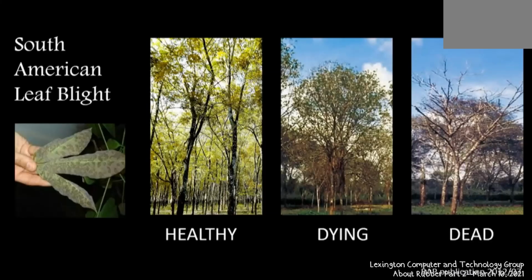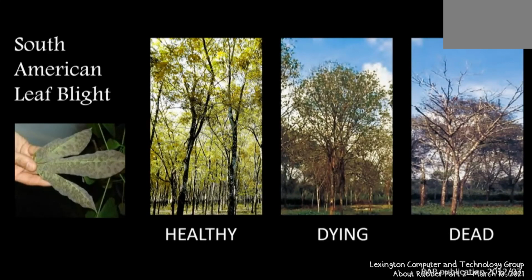So this is South American leaf blight, what it looks like. There's many diseases that affect the rubber plantations, but this is a fatal one. You get this and you die. And it's made particularly difficult because trees, if you see this healthy plantation, they're all grown as clones. So they're genetically identical, tree after tree after tree.